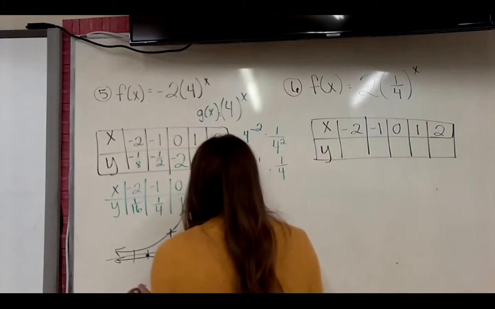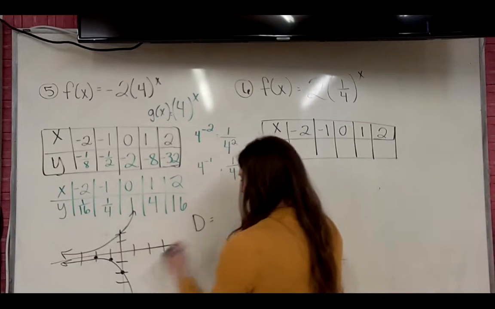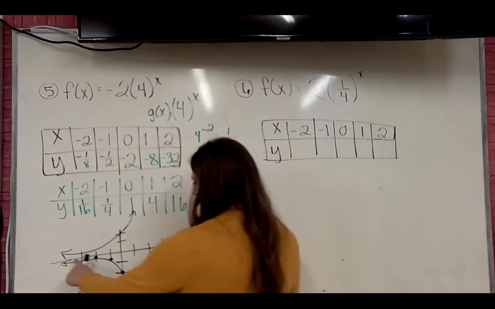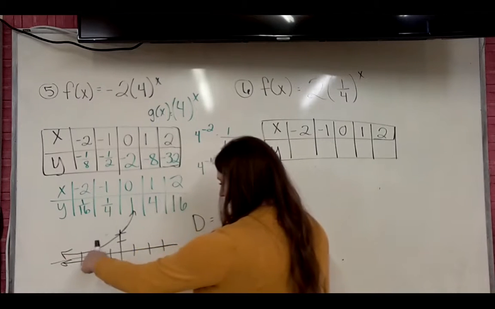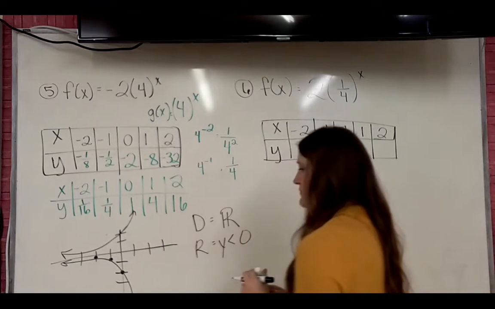Okay, so we have our domain, which is your x values. It continues that way and this way, so it's all real numbers. The range, if you notice, never gets to that, so y is less than 0 because it is below it.